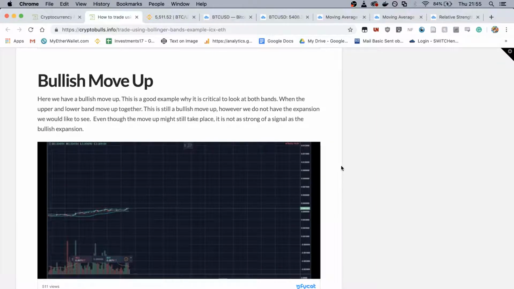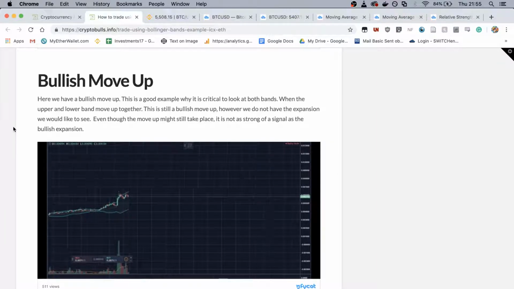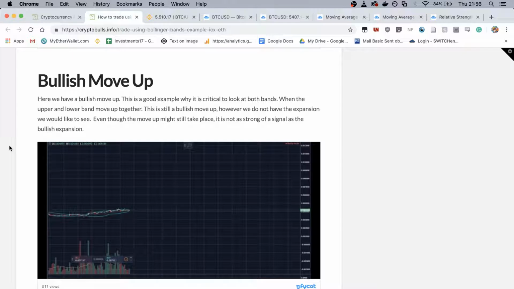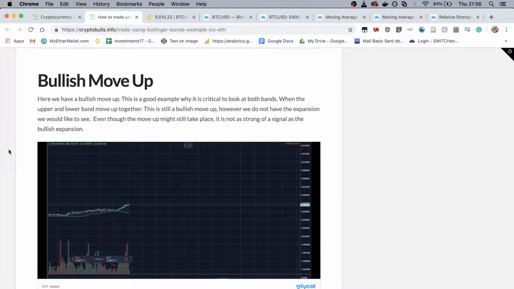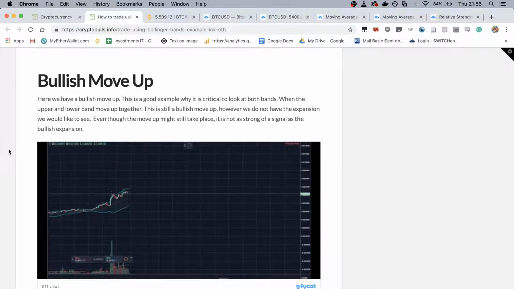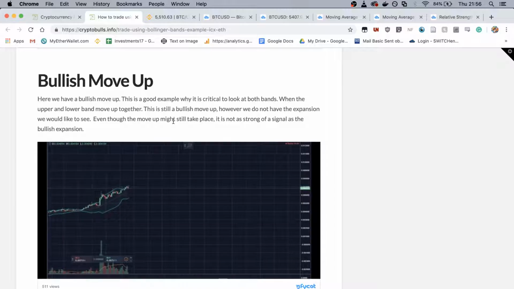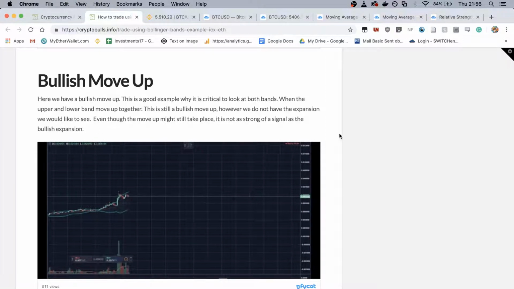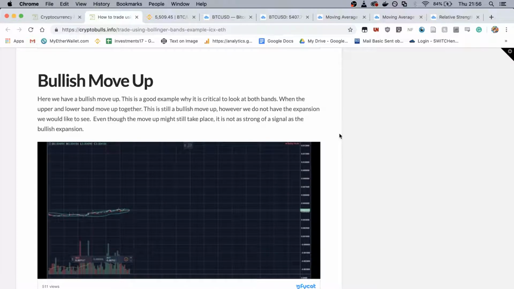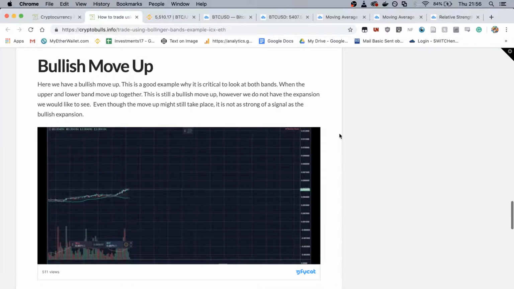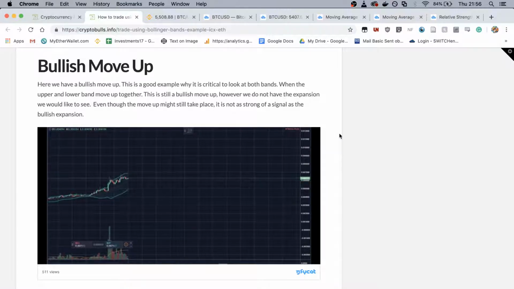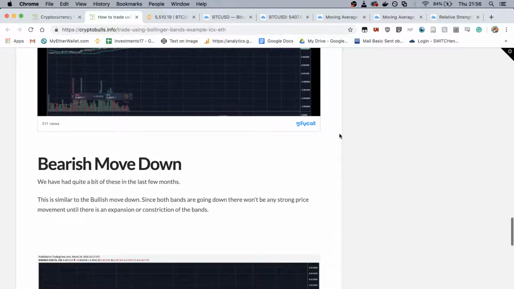Bullish move up. Here we have a bullish move up, and this is a good example why it's critical to look at both bands. When the upper and lower band move up together, this is still a bullish move up. However, the expansion is not as predictable as we would like. Even though the move up might still take place, it's not as strong a signal as the bullish expansion. It also doesn't happen in an exponential manner.